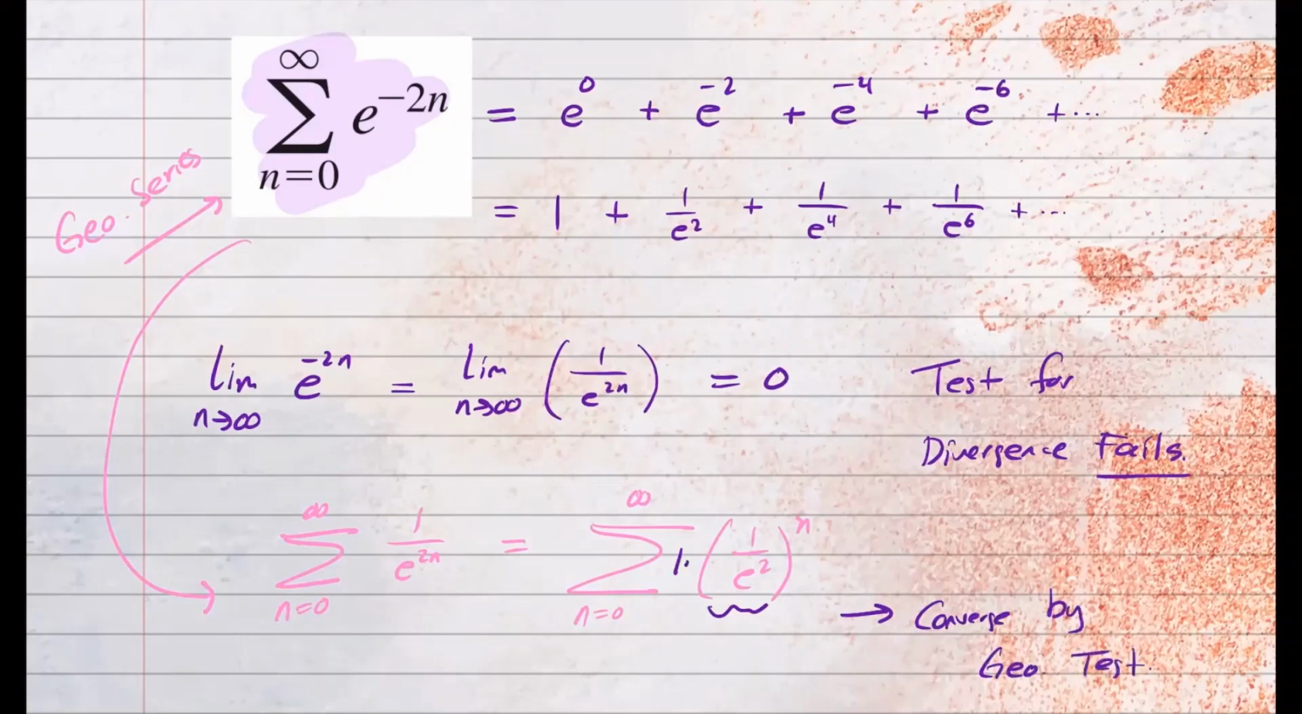But by the divergence test, we don't really know what's going to happen. We got the limit to be 0, so that test fails. Now you go to the next test and you identify that this is a geometric series, write it out, and find what it converges to. So let's try another example.